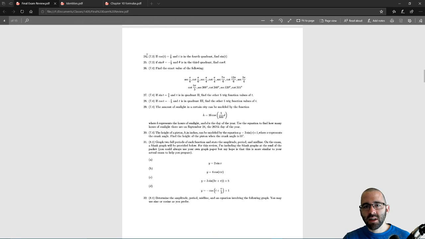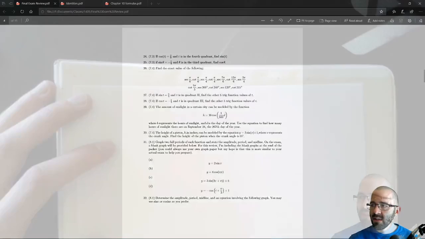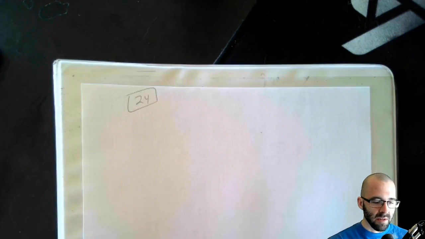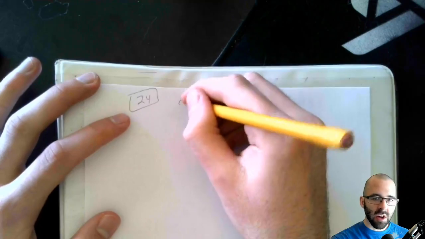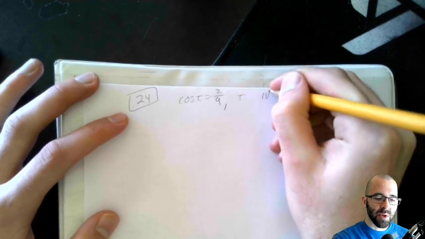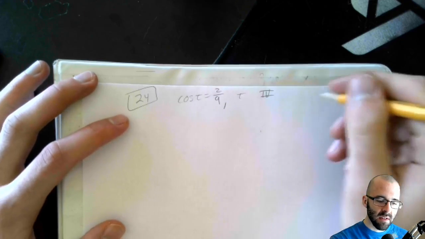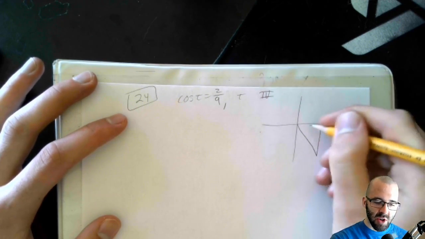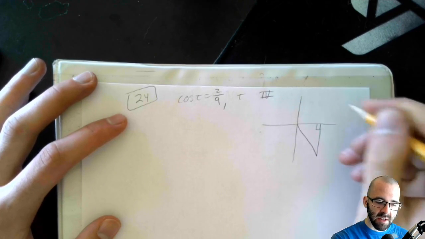Remember these ones? These ones are kind of tricky, and I really like these ones. Something like 24. If you're given a cosine or a sine, how do you find the other things? Let's look at that really quickly. 24. We know that cosine of t equals 2/9, and t is in quadrant 4. You just draw a picture. Some triangle in quadrant 4. I don't know what the triangle is.